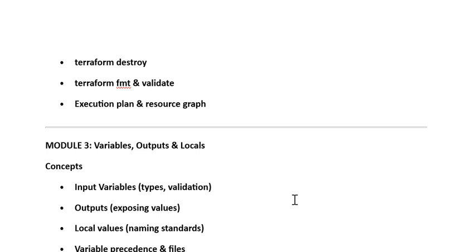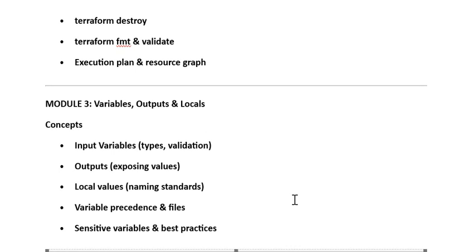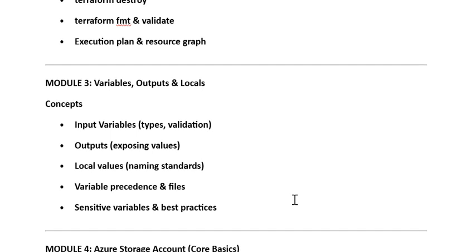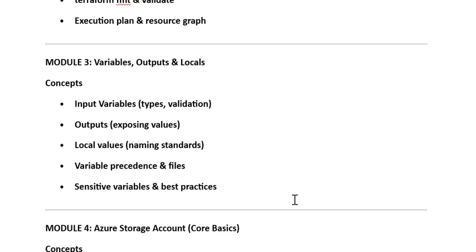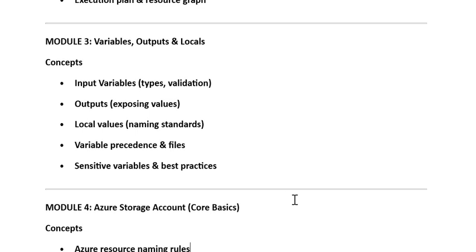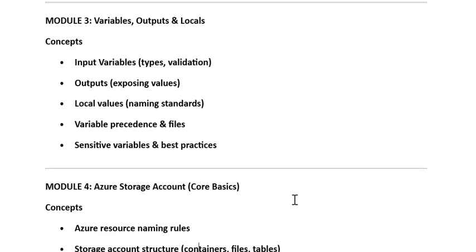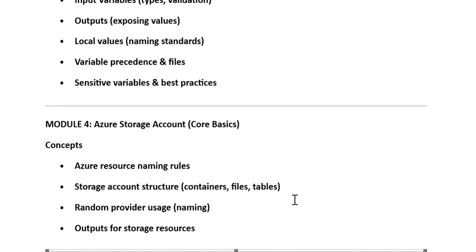What is the variable? What is the output? What is the locals? That would include input variables like type and validation, output exposing values, local values, naming standards, variable precedence and files, sensitive variables, and best practices. We will discuss these when you come to module 3 in an elaborate lab session, along with the in-depth Azure storage account.